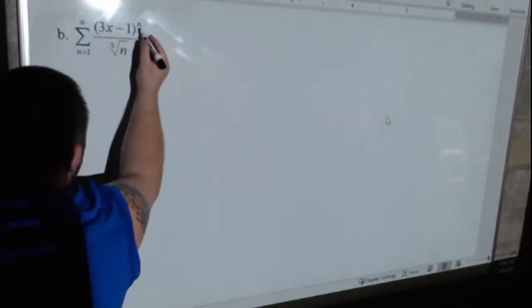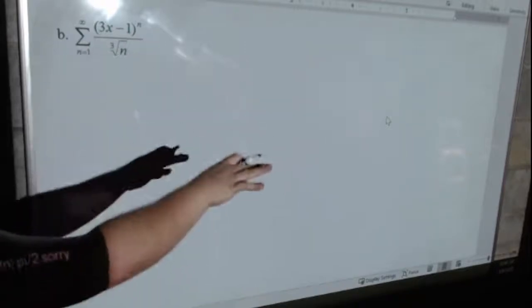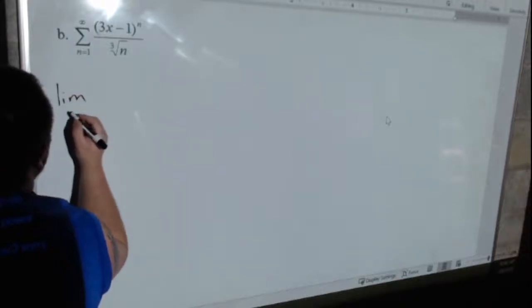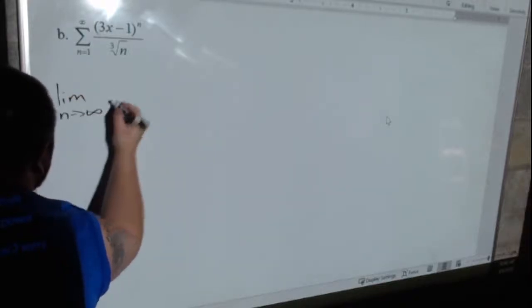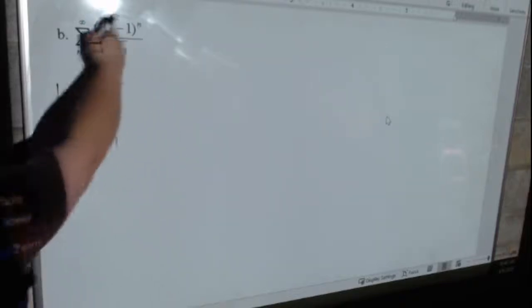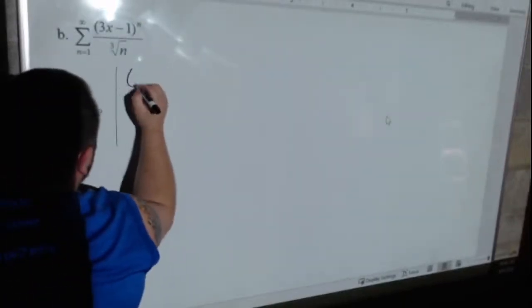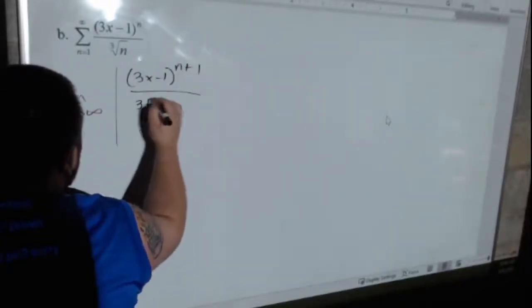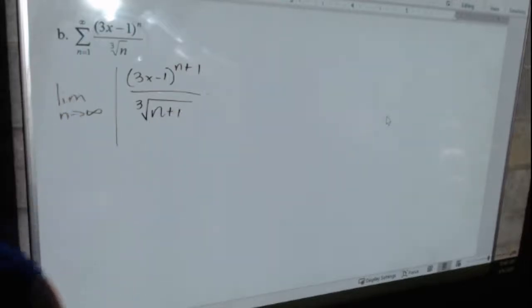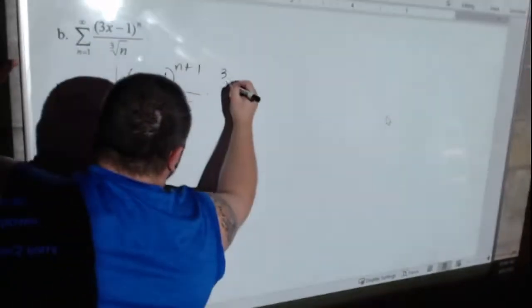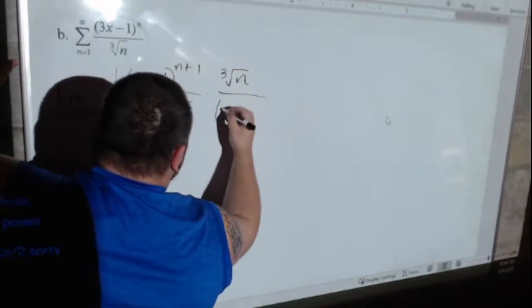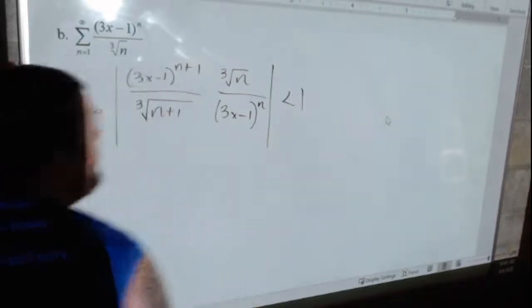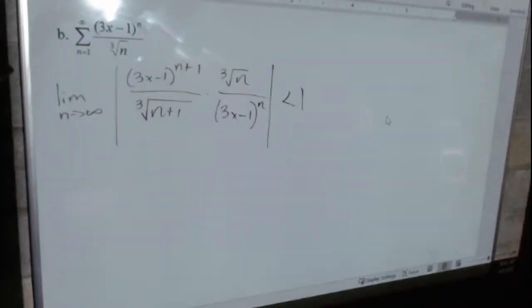Right, we do have something to the power n here, but this isn't, which means we'd have to use that log stuff. That's no fun. So let's try the ratio test. So we need absolute value. I need to take this guy to the n plus 1, multiply by the reciprocal of the original. And I need this to be less than 1 for convergence.